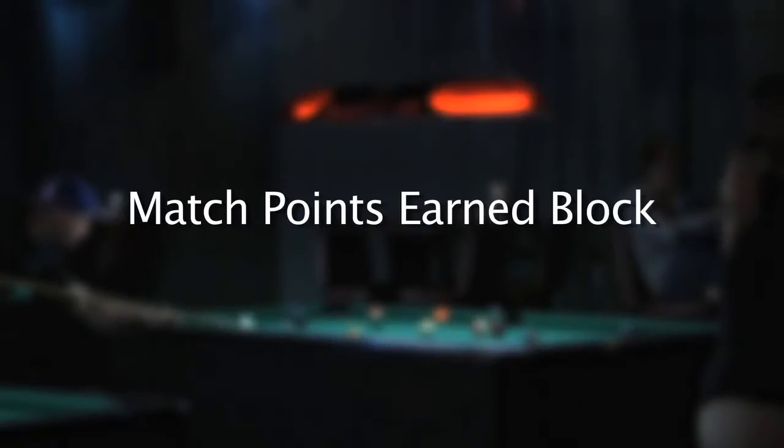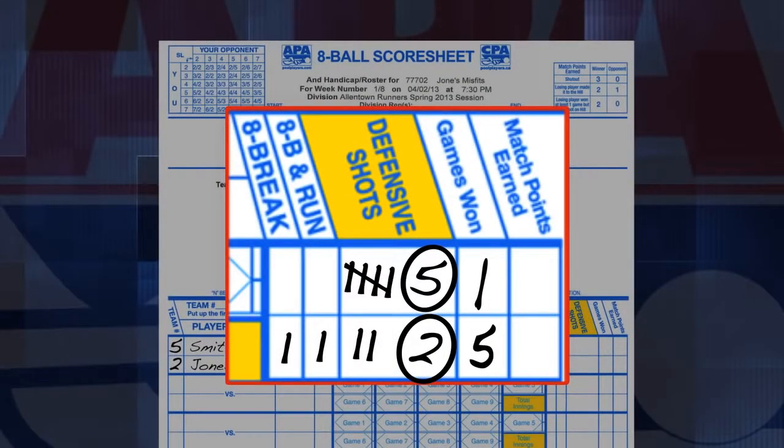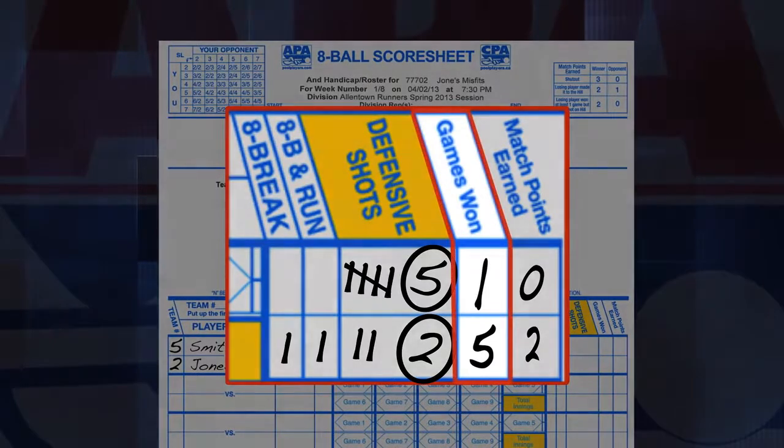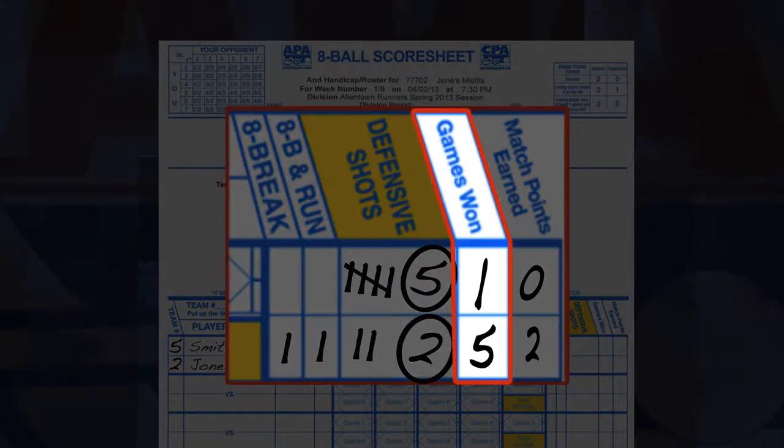The match points earned block. Using the 3-point scoring system, you will write the number of match points each player earned in the match points earned block. In order to determine match points, refer to the games won block immediately to the left. The number of match points earned in any given match will be determined based on the number of games the losing player won as follows.